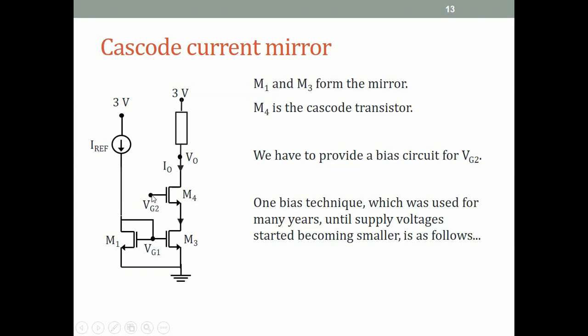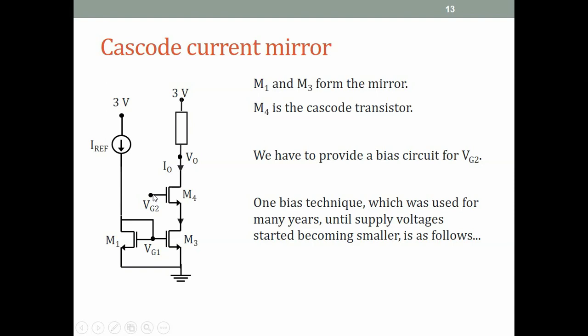The only thing that is remaining is we have to bias VG2 also. There has to be a DC voltage connected to VG2 such that M3 is in saturation, and at the same time, we can't connect a DC voltage source here. Can we? That's a question I'm leaving with you.